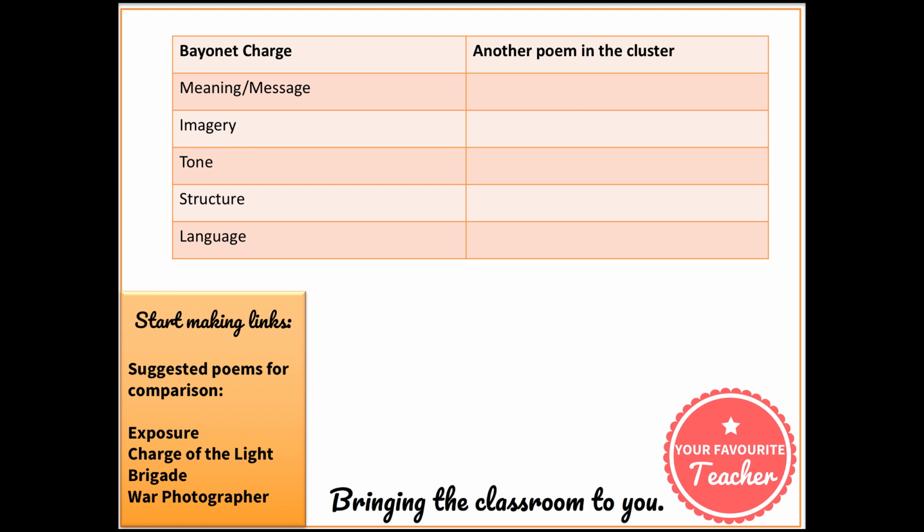Okay, so once you have finished copying out your annotations and you've thought about what is being said and how it's being said, I want you to try and think about the following things. And I want you to draw a chart or make a list of Bayonet Charge and another poem for comparison. Now, it's important that you understand not just where things are similar, but also where things are different and how things have been put across. That's how you get the high marks in this exam.